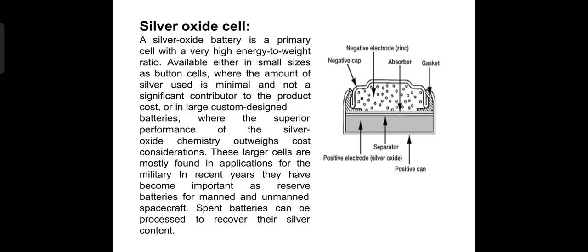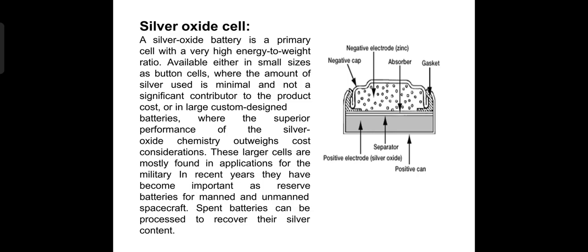Another battery type is the silver oxide cell. The silver oxide battery is a primary battery with a very high energy to weight ratio. It is available either in small sizes as button cells, where the amount of silver used is minimal and not a significant contributor to the product cost, or in large custom-designed batteries where the superior performance of the silver oxide chemistry outweighs cost considerations.